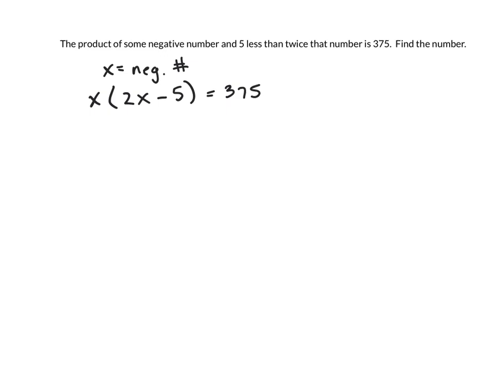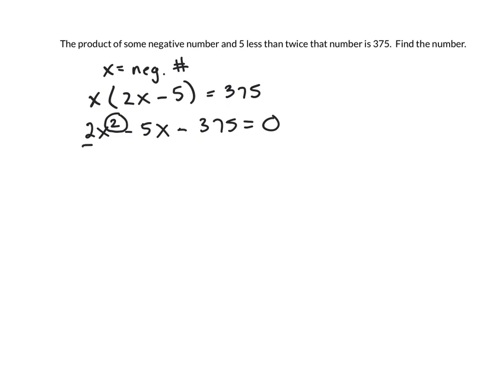Find the number. So get rid of your parentheses, and you've got 2x squared minus 5x minus 375 equals 0. And I moved the 375 over because this is a quadratic equation, and to solve a quadratic, you need to have 0 on one side. Let's use the quadratic formula.